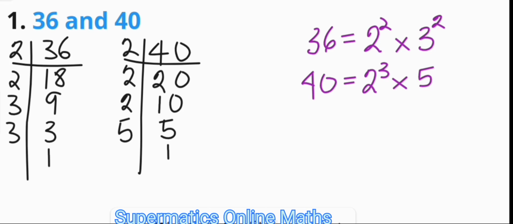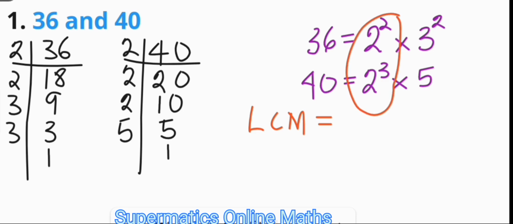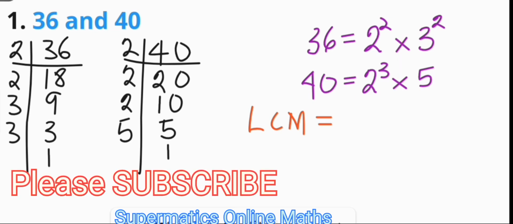Now, the LCM. Looking at 2, that's the second power of 2 and the third power of 2. The lowest number that this can divide is the third power of 2. If we had gone for the second power of 2, then 2 to the power of 3 cannot divide that. But 2 to the power of 3 can be divided by 2 to the power of 2 and also 2 to the power of 3.